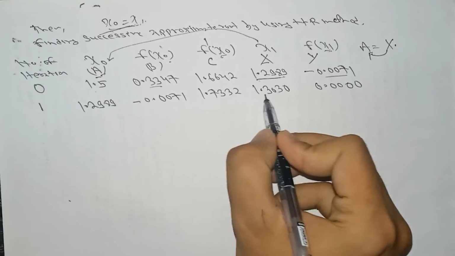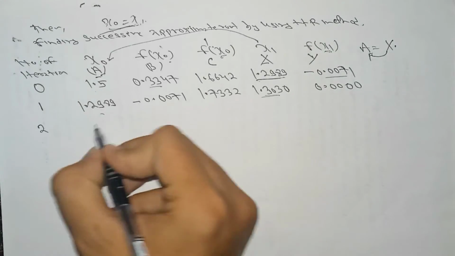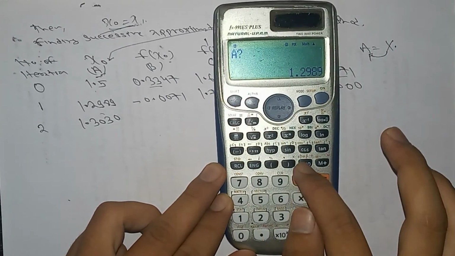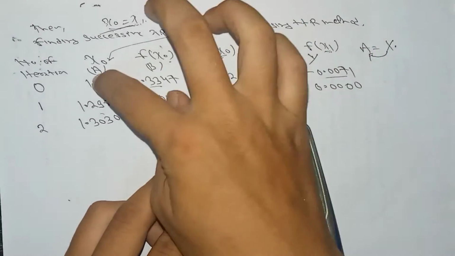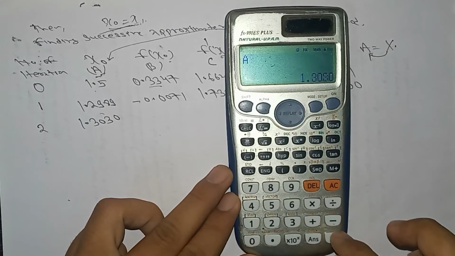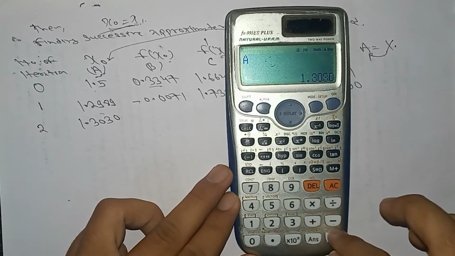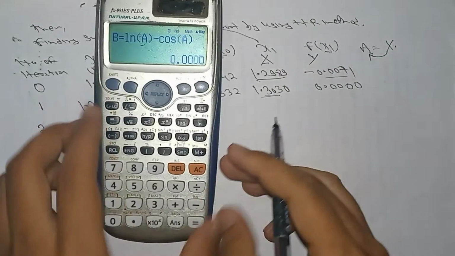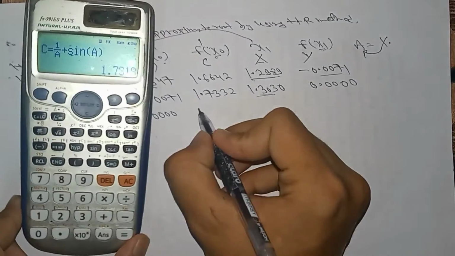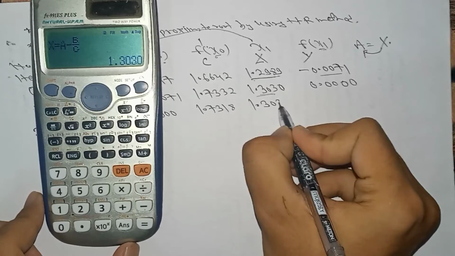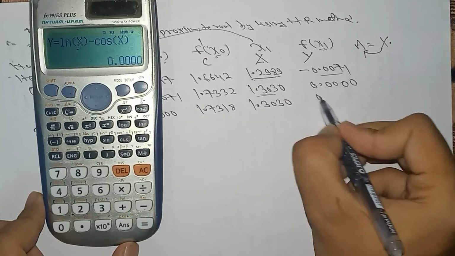We have to obtain the value of this, so again shift this value in here: 1.3030. Now press equal to. Alpha X, the value of this X is transferred to A, so alpha X, and now press equal to, leaving all else as it is. Here we have obtained the values: B is 0.00, A is 1.7318, X is 1.3030, and Y is 0.